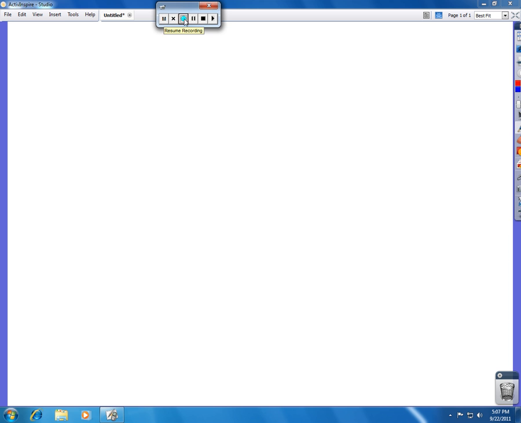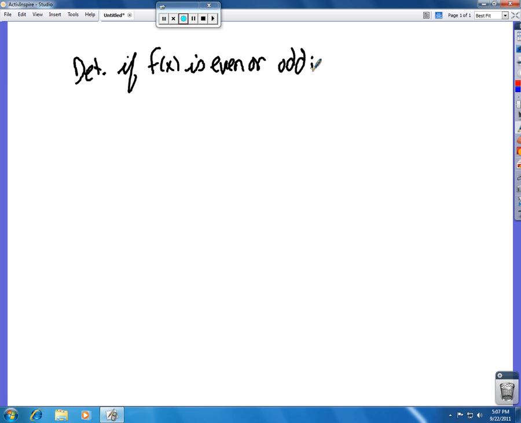Okay, next we're going to look at determining if a function is even or odd. And really all you have to do with this is just have some function. So let's say y equals x to the 5th power plus 2x cubed minus 3x. We've got this function here, and we want to know if it's even or odd.